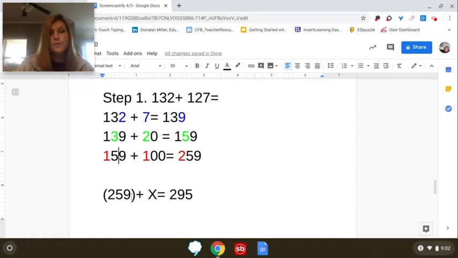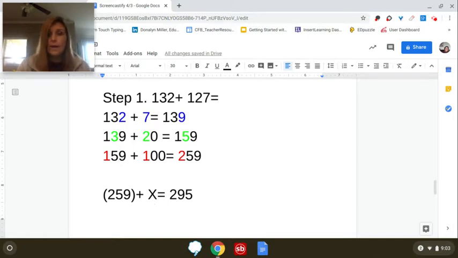So 259 plus, remember, x is the number we don't know what it is. That would be a blank there normally, equals 295. Okay, so we're going to look now at our step 2. What I do have to know at this point, let's talk about that, is that both sides have to equal 295. The right side is already 295. The left side does not have 295 yet.